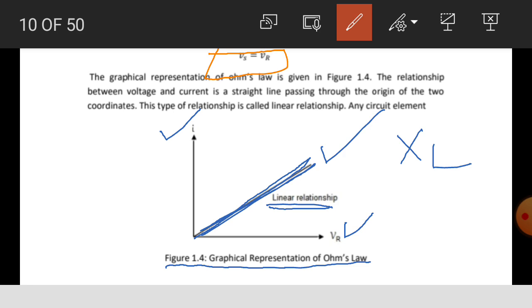If you consider the example of a diode, a diode is a non-linear circuit element. Why? Because the relationship between the voltage and current in case of a diode is non-linear. So it's a non-linear device. I'm talking about diode.